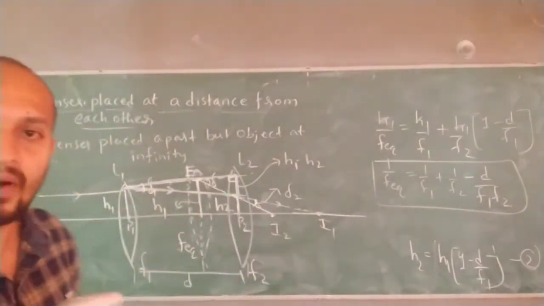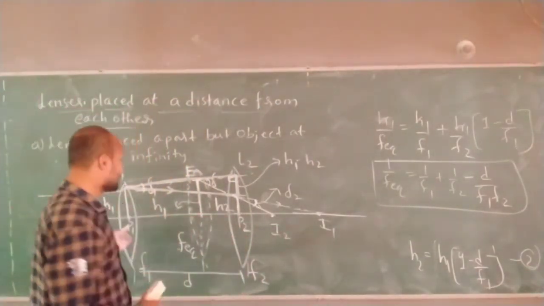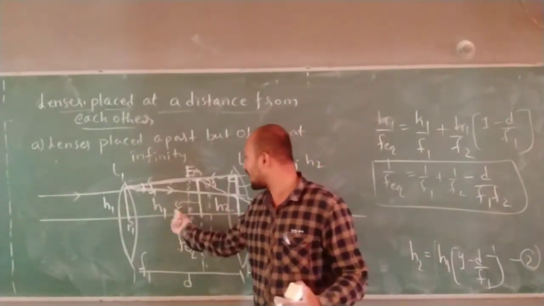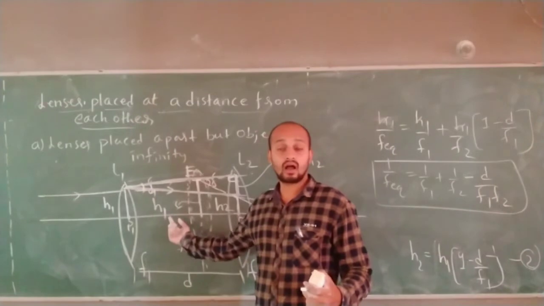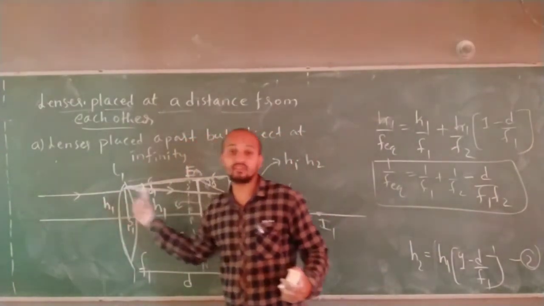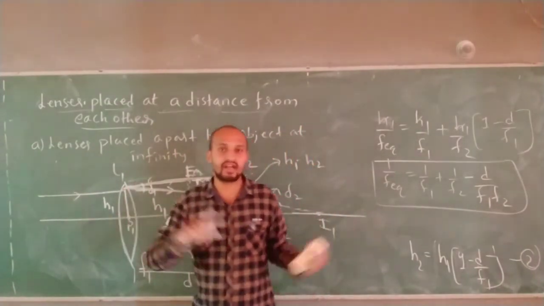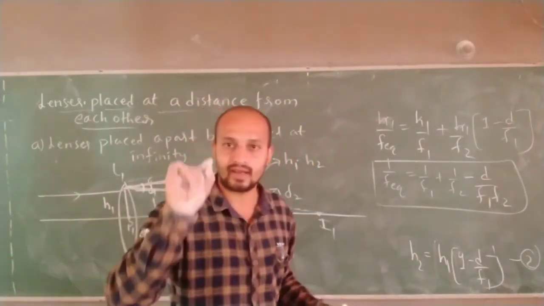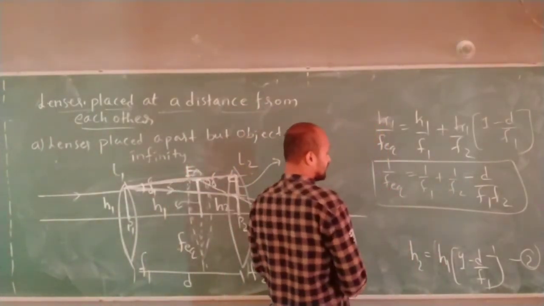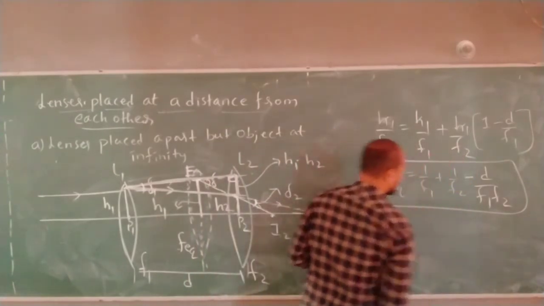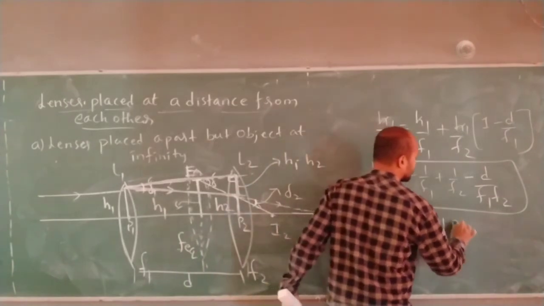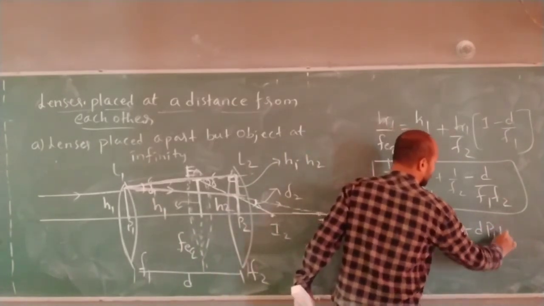This result is important only when the two lenses are placed at distance D, and you want to find the equivalent focal length of the lens when the object is at infinity. If the object is not at infinity, this formula is not applicable. Now only I am telling. Correct now? So this is applied only when these conditions are there. From this we can even write the equivalent power for this combination: P1 plus P2 minus D into P1 into P2.